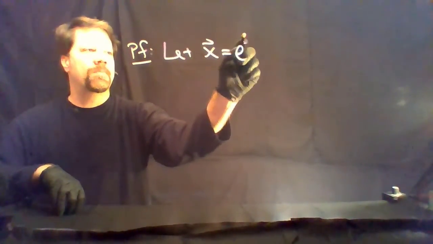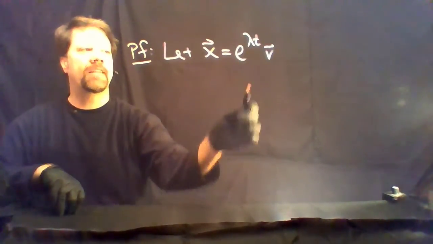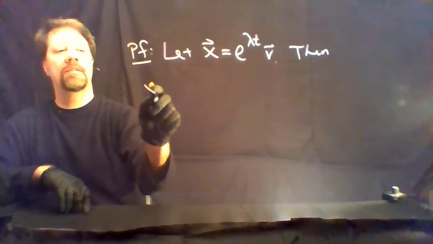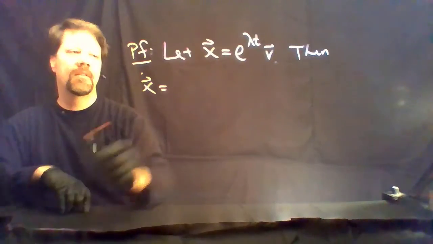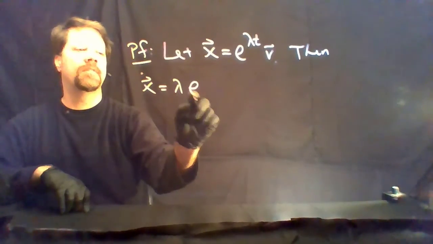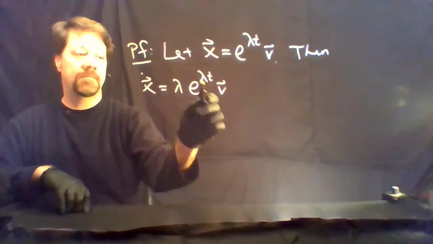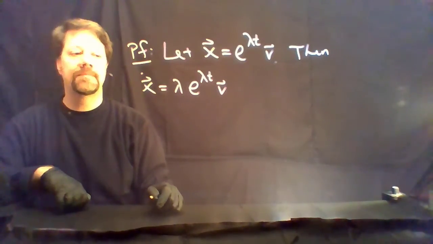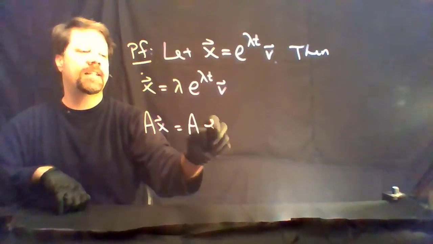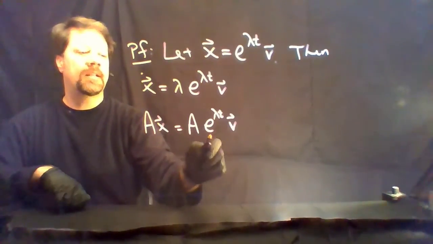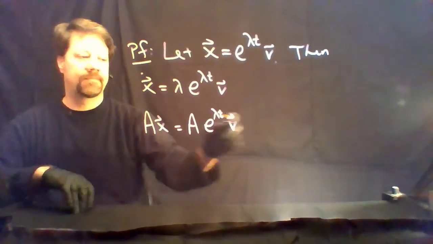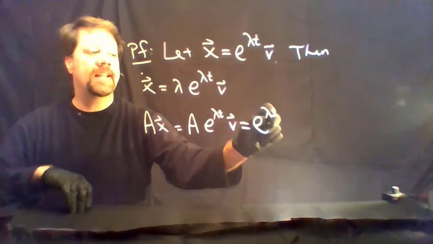So we're going to let x be e to the lambda t times v, where v is an eigenvector with corresponding eigenvalue lambda. Then what is the derivative? The derivative with respect to t is lambda e to the lambda t v, because lambda is constant and so is the vector v. On the other hand, what is Ax? It's A times e to the lambda t v. E to the lambda t is a scalar valued function, and scalars commute with everything. So we can rewrite this as e to the lambda t Av.